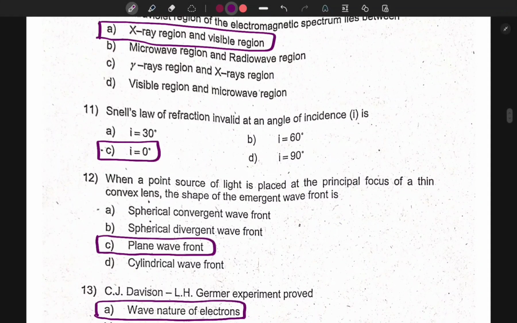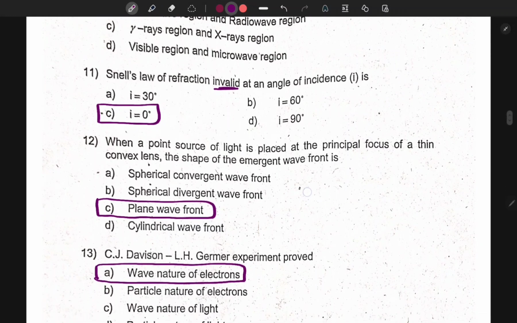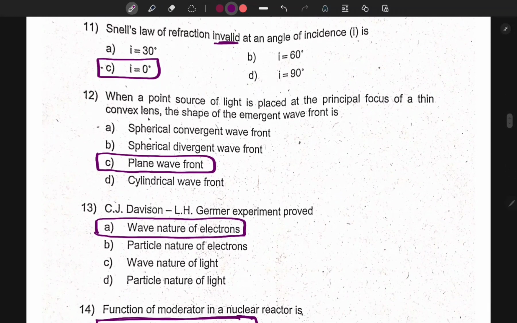Next, we have Snell's law of refraction invalid. It is not valid for which one? It is not valid for normal incidence. Okay, so when angle of incidence is equal to 0, this Snell's law is not valid, so option C is correct, i is equal to 0.